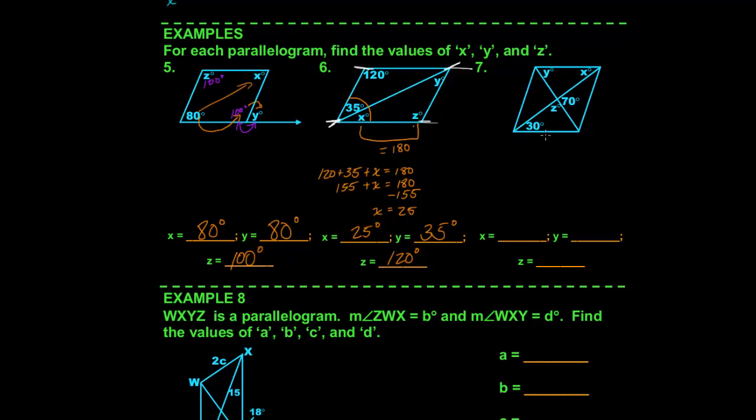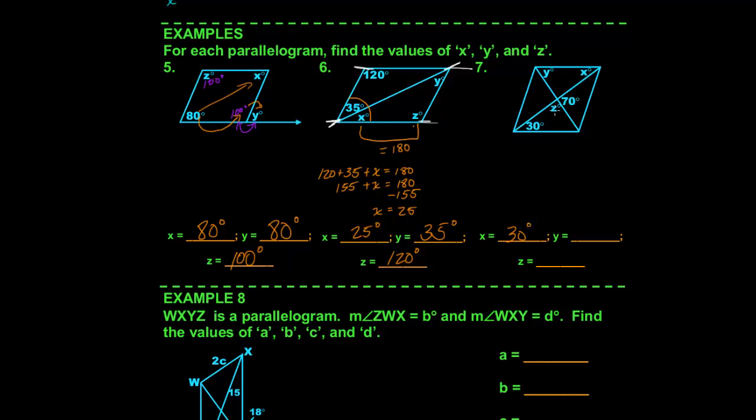Alright, here it's getting a little bit more tricky on us. Let's first look at our x, because we can just look at this. It's the exact same way as we did here. We have our opposite side interiors. So our x is now 30 degrees.